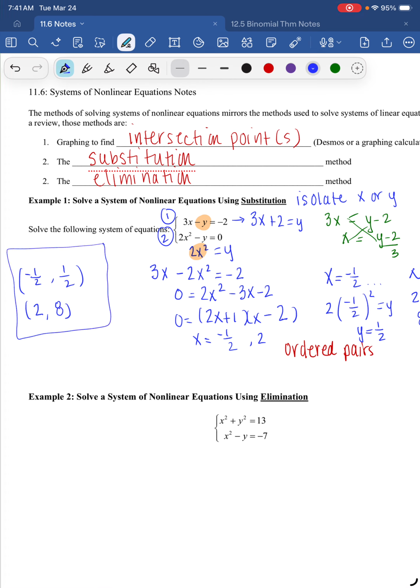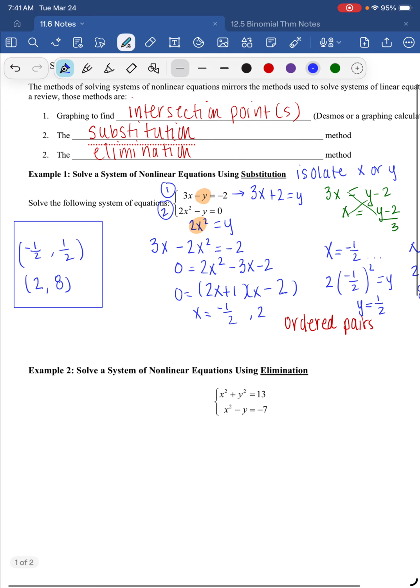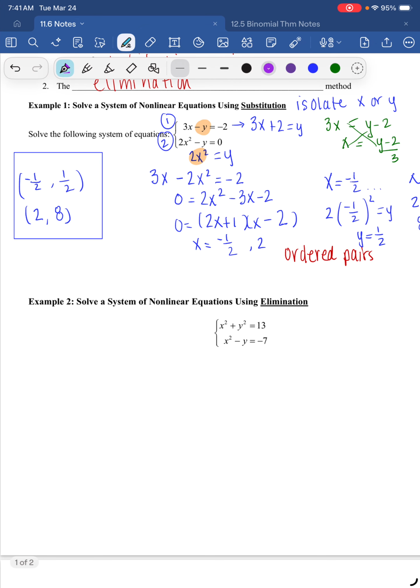Okay, that is the substitution method. You would have gotten the exact same answer if you would have substituted y equals 3x plus 2. Either way makes no difference. Okay, elimination, which I find is the preferred method of choice for most people. So elimination means you need to either add or subtract the equations together and eliminate a variable. Who cares? Eliminate x, eliminate y, it doesn't matter.